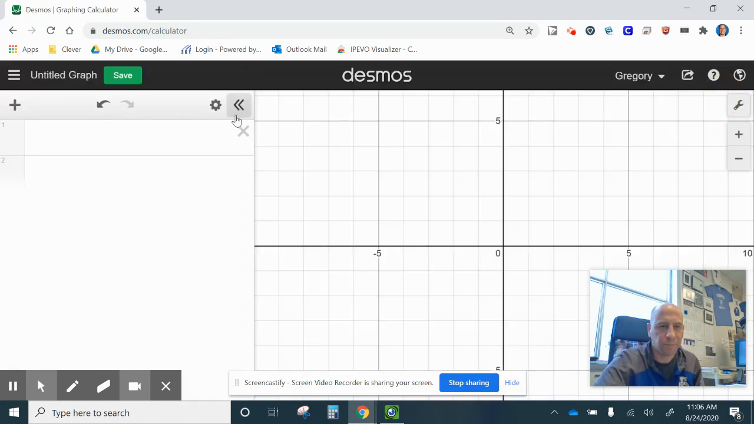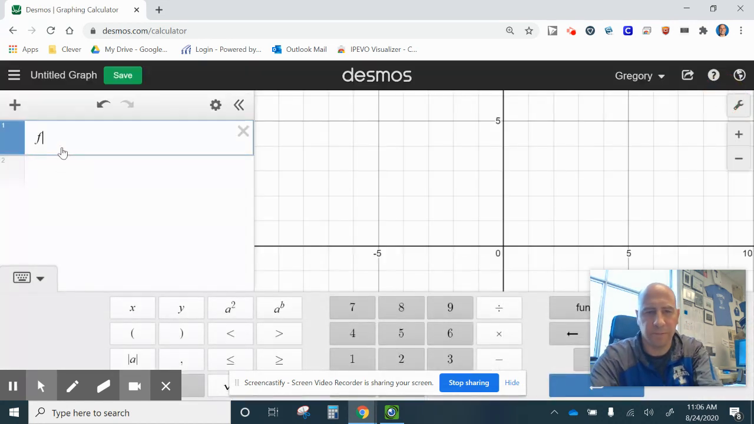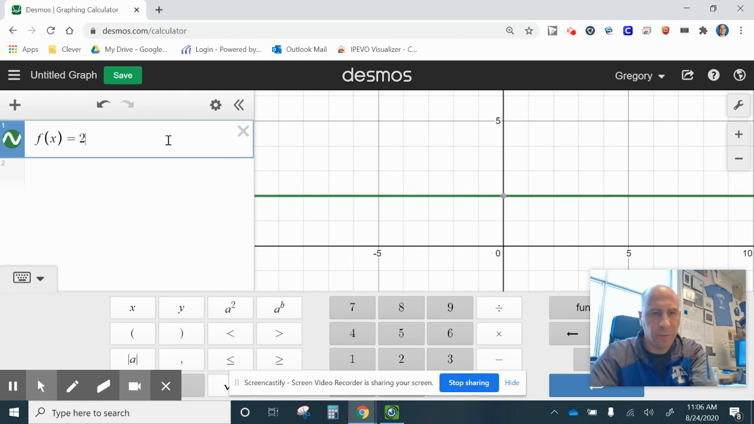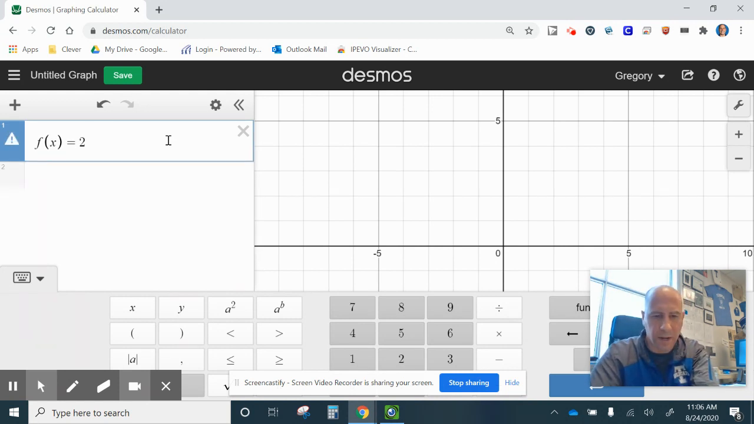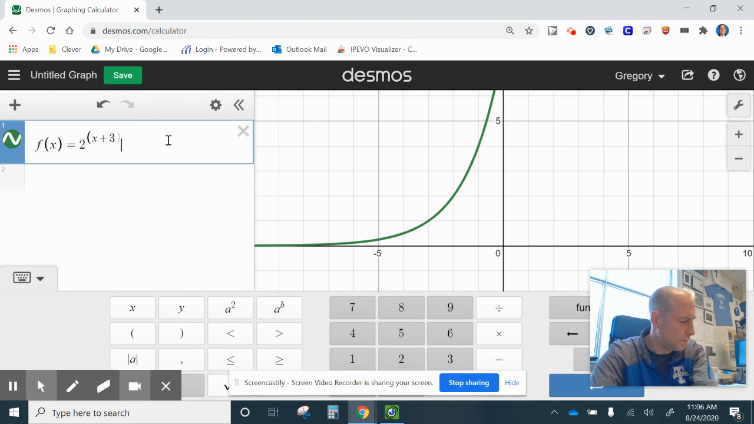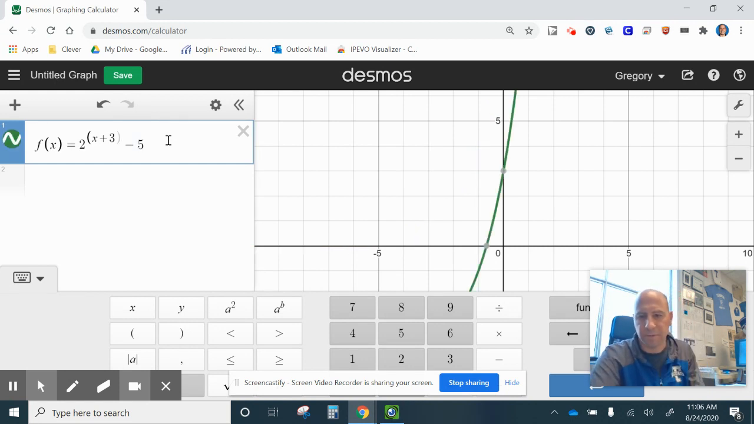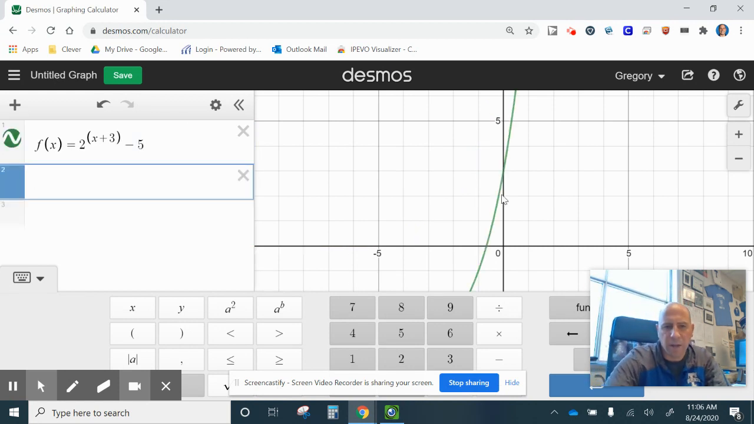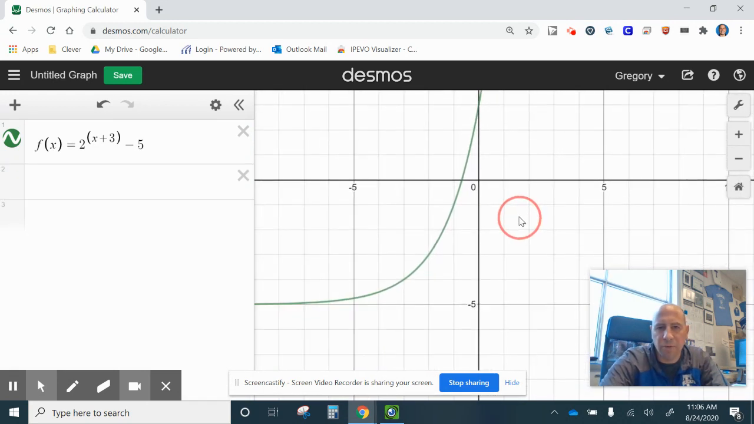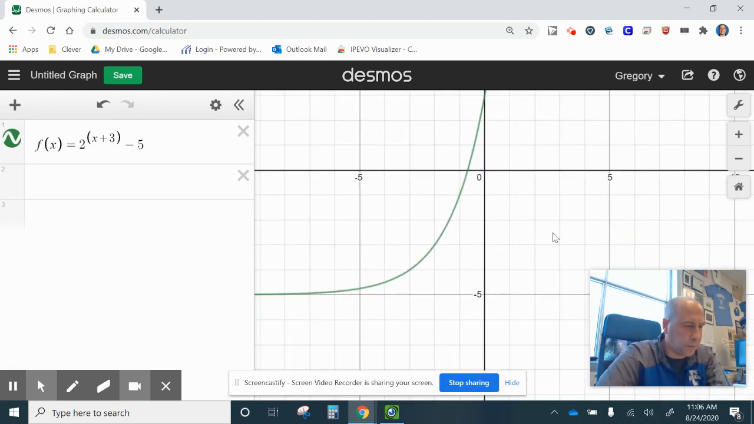All right, so I'm going to come over here. F of x equals, and then it's 2, shift number 6, and then parentheses. You have to put this in parentheses, x plus 3. Click to the right once, twice, minus 5. Press enter, and let me hide that. And then I'm going to move the graph over, and so we're going to use this to find our points, okay?